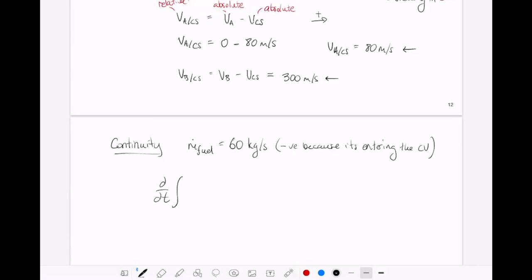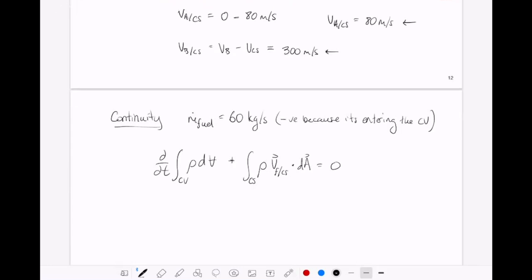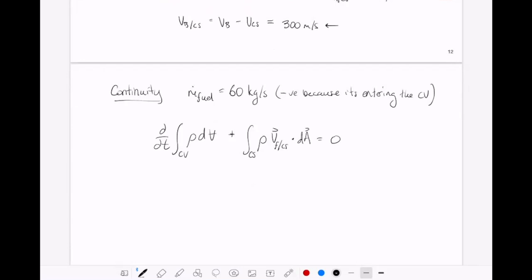Partial derivative with respect to time of the integral over our control volume of density integrated over our volume, plus the integral over our control surface of our density times our velocity of the fluid with respect to the control surface, dot product with dA, is equal to 0. So if we have steady flow, that means that this quantity is just 0. And all we have left is the terms of our mass flow rates entering and exiting our control volume.